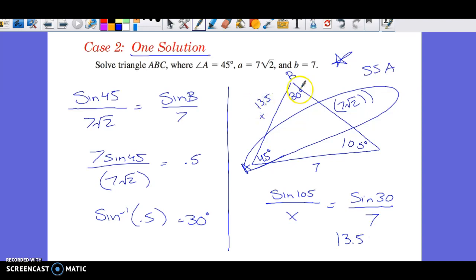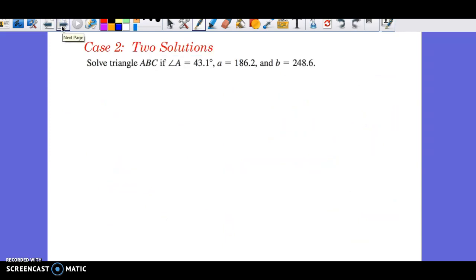Is the smallest angle across from the smallest side? Yes. Big across from big? Yes. If you get a domain error, it's possible that a triangle can't be formed. If this isn't true, then you're going to have to try another case. And that's what I'm going to show you in this next problem. So this is kind of a lot of work, but just stick with me.